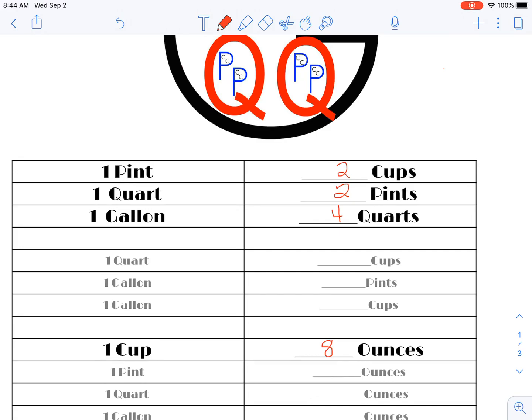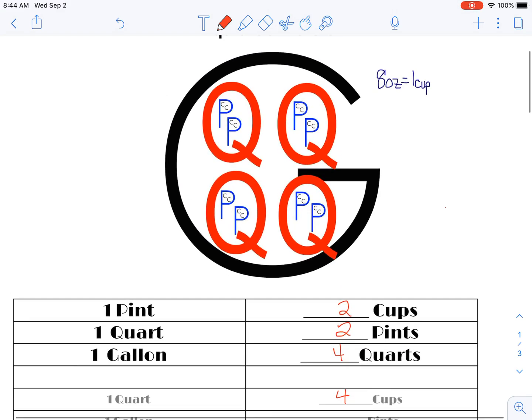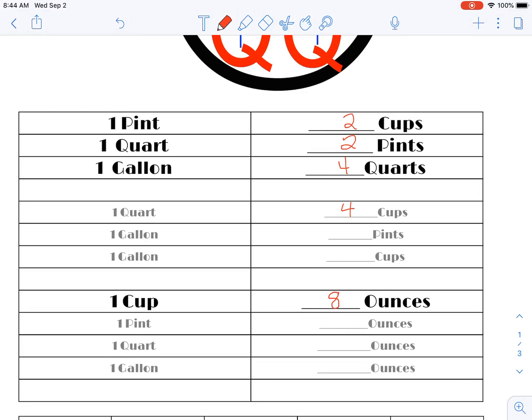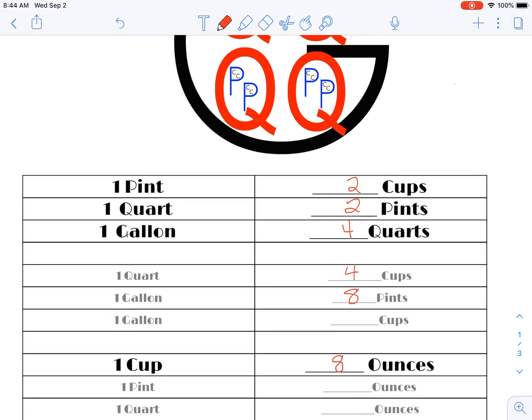In a quart, see the Q? There are 4 cups inside of the quart. In a gallon, how many pints are there? I see 8 P's inside of that gallon, so there are 8 pints inside of the gallon. How many cups are there? 2, 4, 6, 8, 10, 12, 14, 16. 16 cups in the gallon.